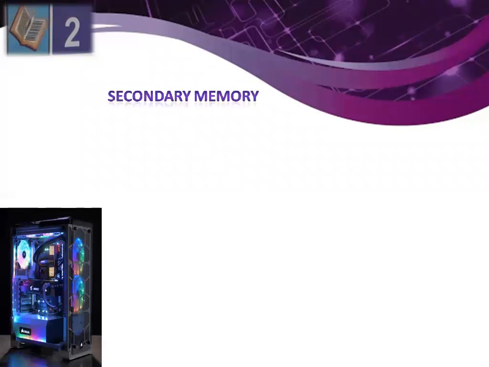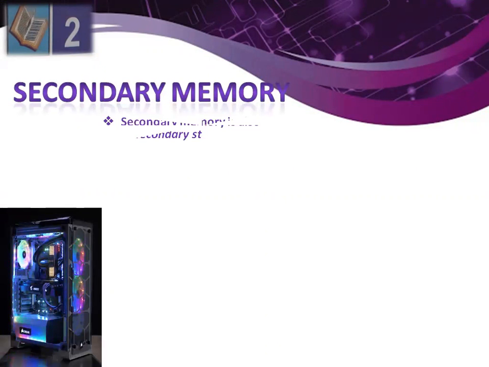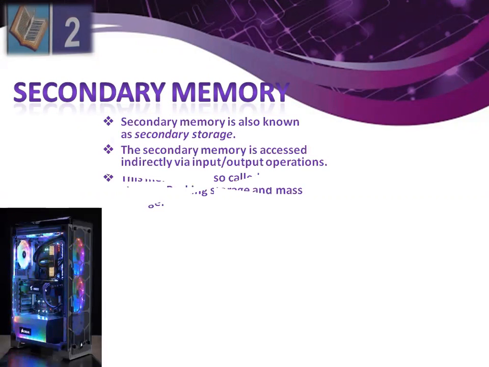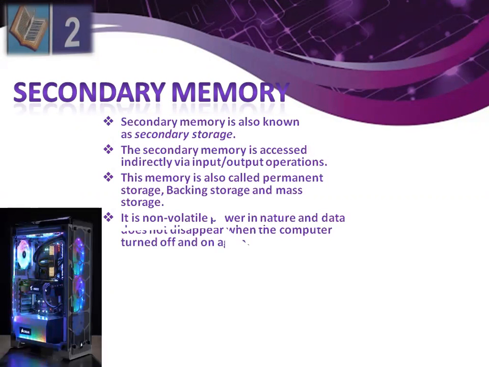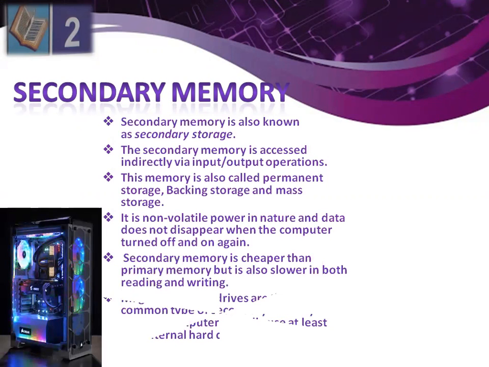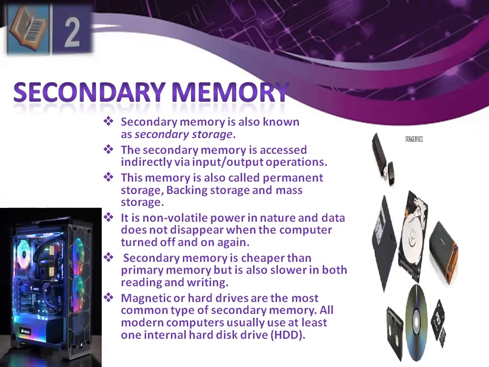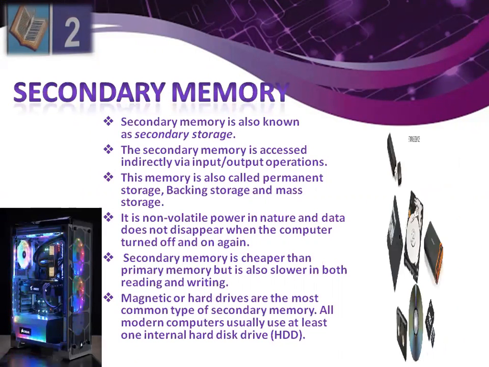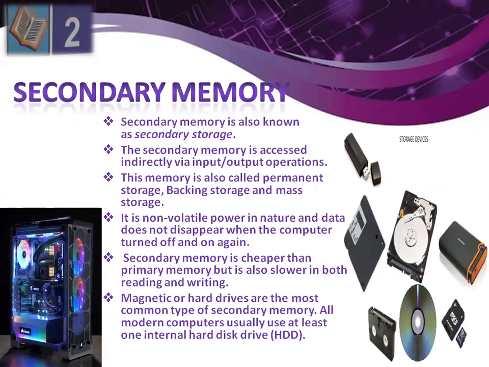So dear students, next is secondary memory. Secondary memory is also known as secondary storage. The secondary memory is accessed indirectly with the help of input-output operations. This memory is also called permanent storage, backing storage, and mass storage. Basically, your secondary storage devices and your secondary storage or memory is a permanent storage. It is used for backup and backing storage devices and mass storage. It is non-volatile in nature, and data does not disappear when the computer is turned off and on again.